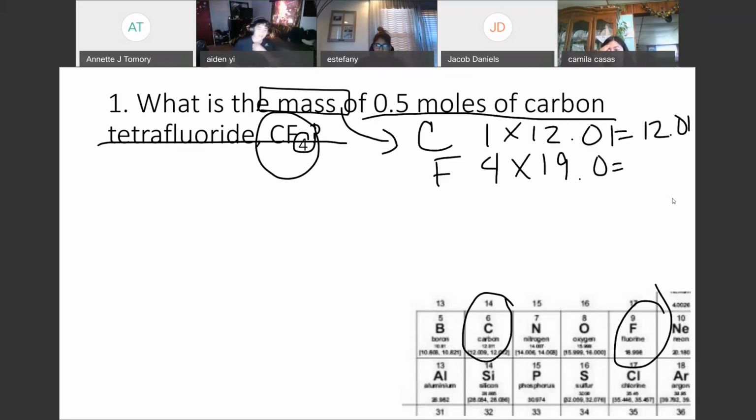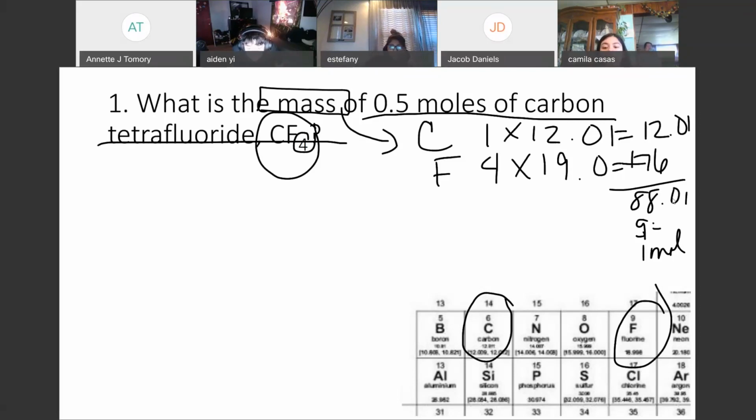76. That sounds right. All right, so now what do we do with those two numbers? No, you add them. We add them. So that comes out to be 88.01. The units for that are grams is equal to 1 mole.